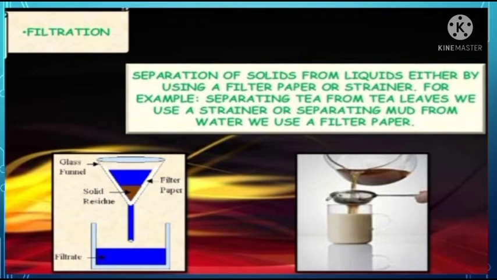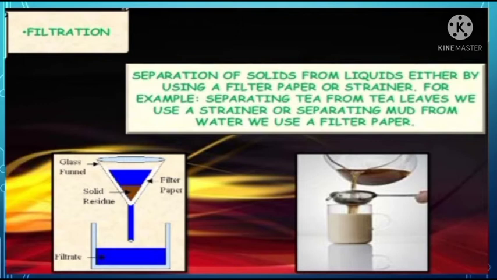This method is done by first folding the filter paper into a cone shape. That paper is placed on a funnel. Then we add the mixture through this filter paper. Any suspended particles, impurities, dirty particles, or precipitate residue settle on top of the filter paper. Only the filtrate passes through the filter paper and is collected in the beaker. So this method is called the separation method.